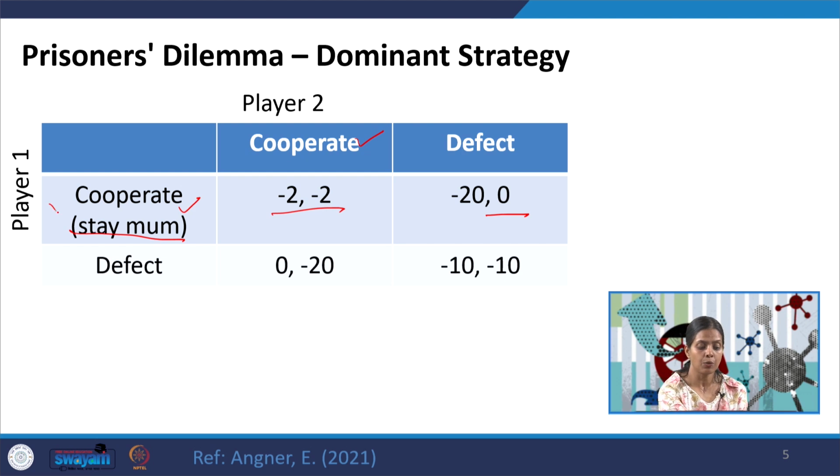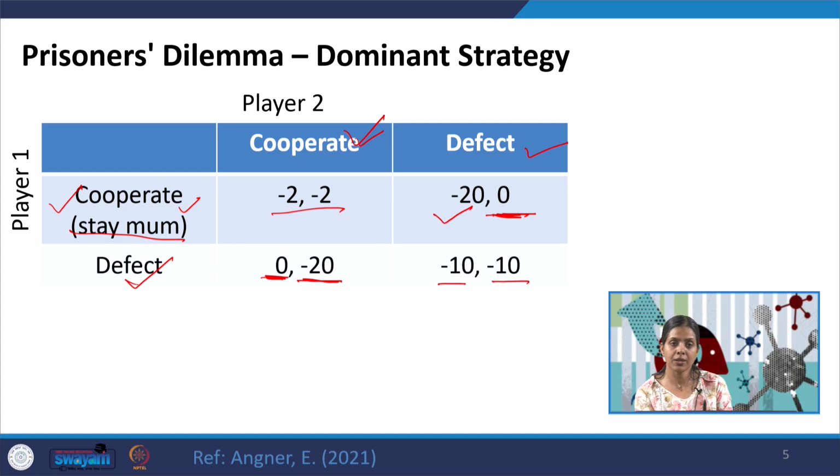But suppose player 1 keeps quiet while player 2 defects, then player 2 goes free and player 1 serves a jail term of 20 years. Similarly, if player 2 keeps quiet and player 1 says the other fellow has done it, I have not, then player 1 goes free while player 2 serves a jail term of 20 years. And if both of them say that I have not done it, but the other one has, then both of them serve a jail term of 10 years. So, minus 10, minus 10.